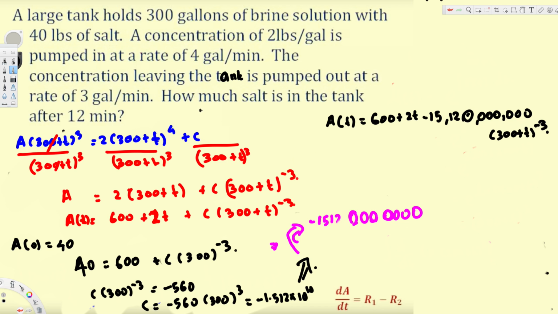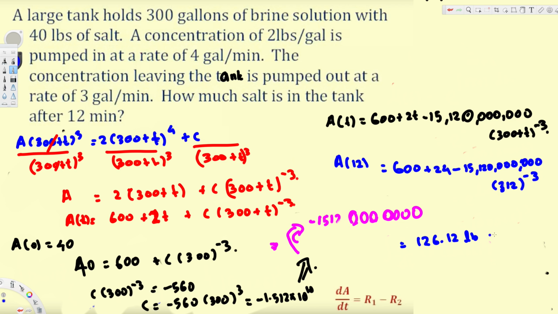Now the question here is asking how much salt is in the tank after 12 minutes. All we have to do is plug 12 in for this t, so we are going to find A(12). A(12) is going to be 600 plus 2 times 12, that's going to be 24, minus 15 billion 120 million times (300 + 12), so that's going to be 312, power minus 3. If you find this value using a calculator, you should get 126.12 pounds of salt, and that's going to be the final answer for this question.